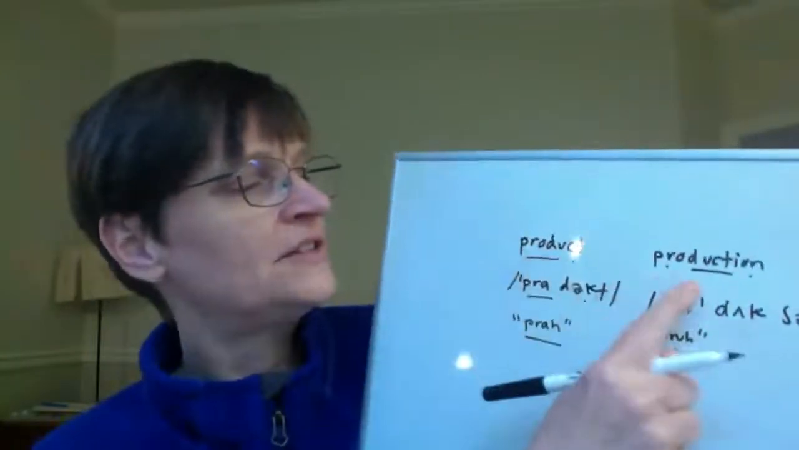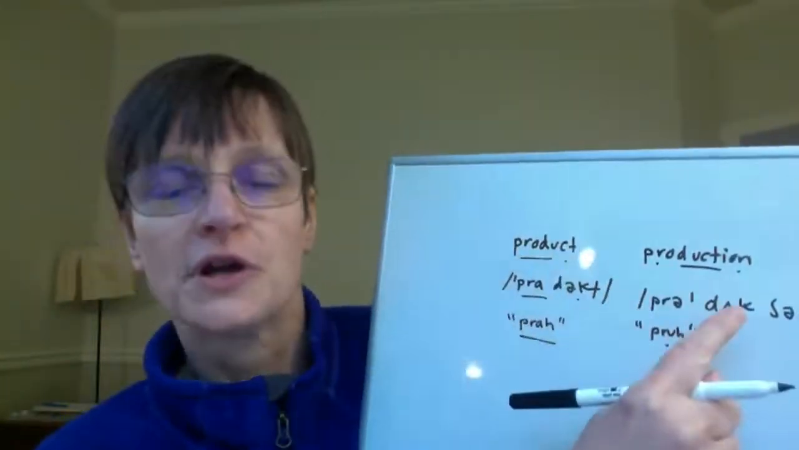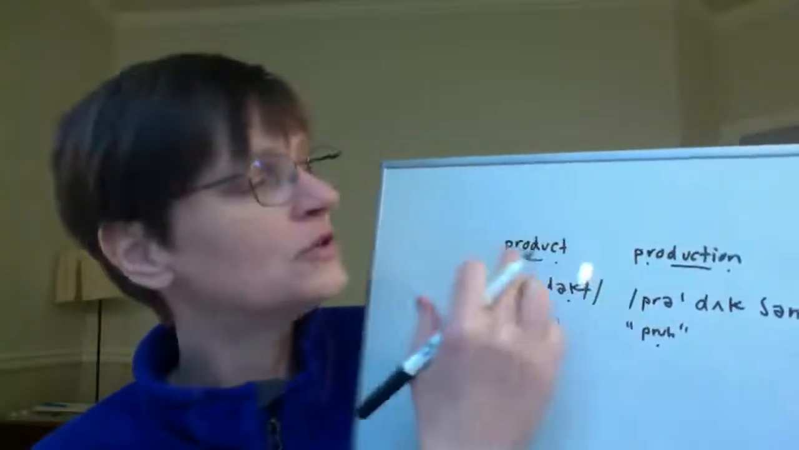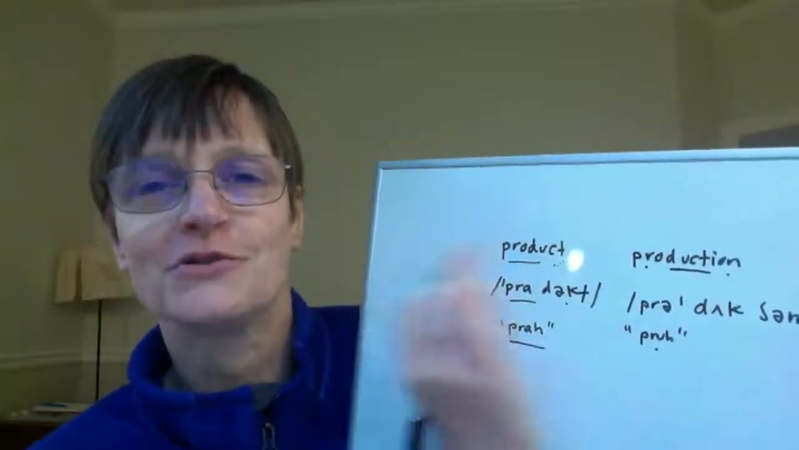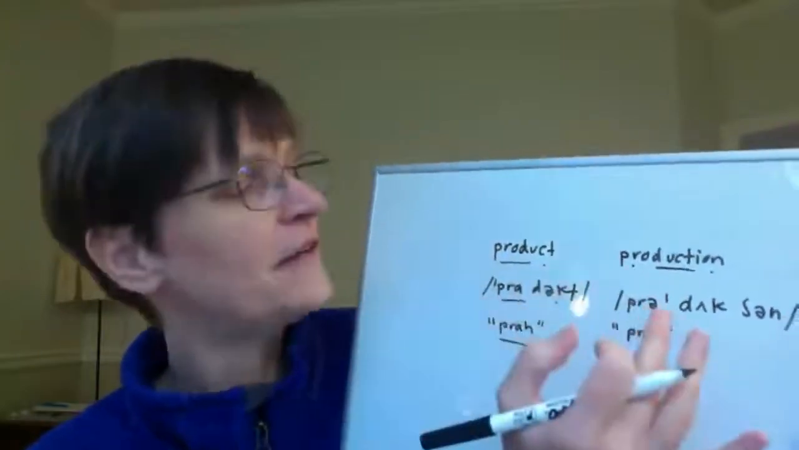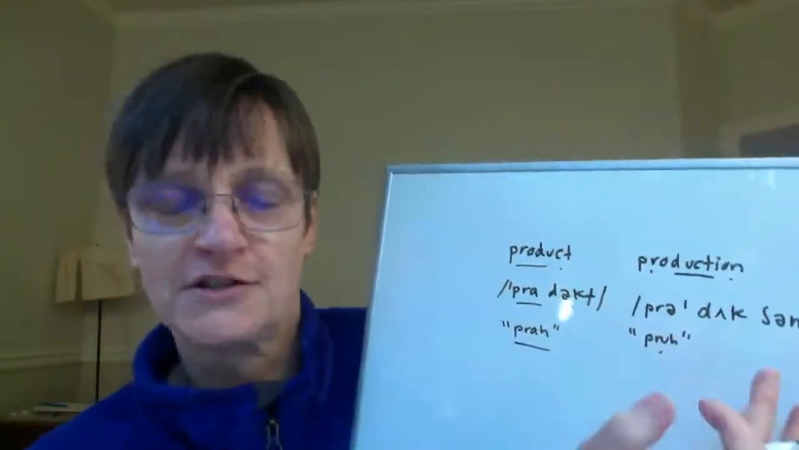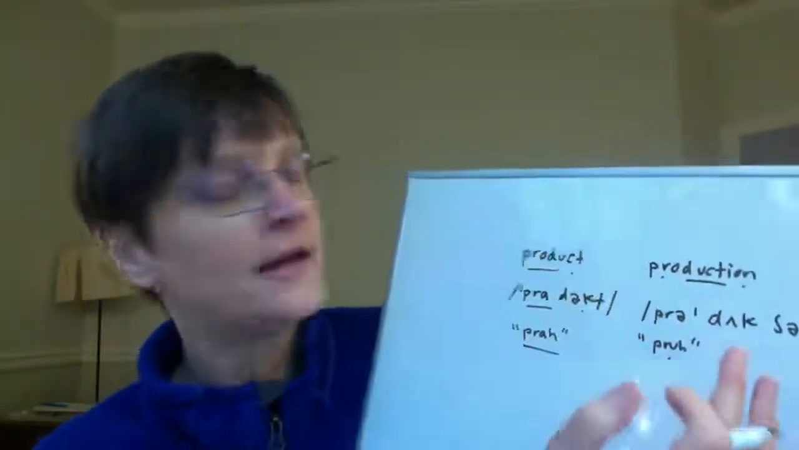So we may have a tendency with words like product and production to mispronounce them or do the incorrect vowel or incorrect syllable stress because they're similar in terms of how they're spelled, particularly if, as I said, you've learned them by spelling them.